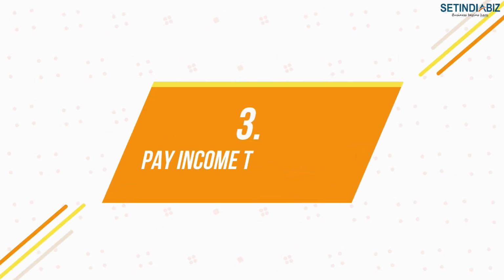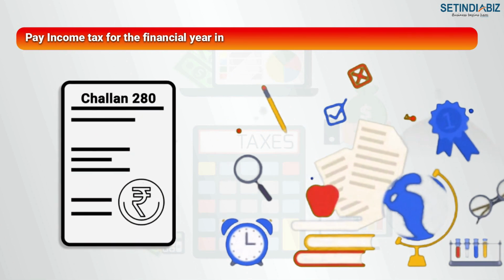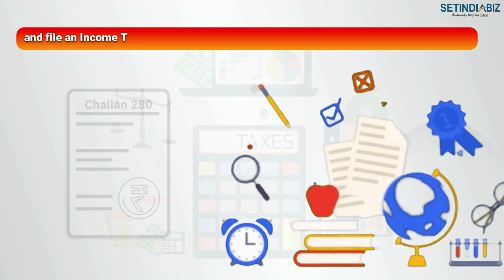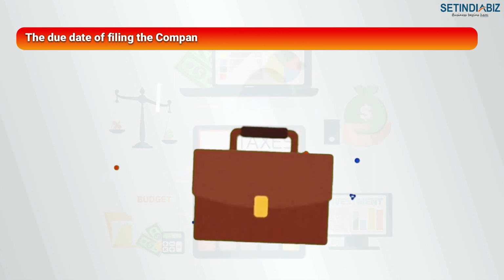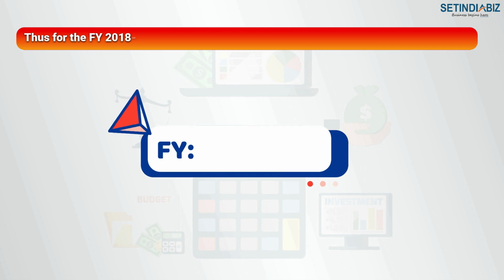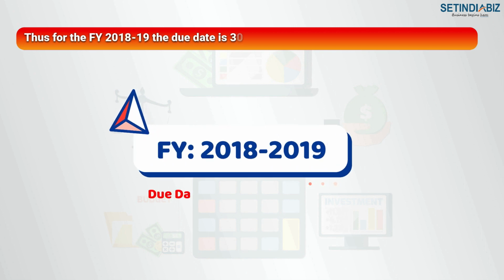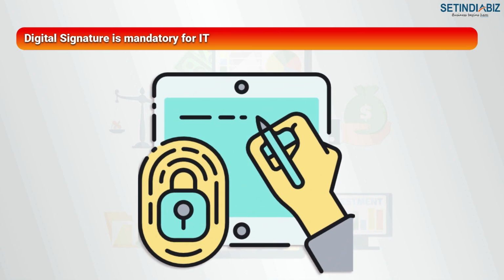3. Pay income tax and file ITR. Pay income tax for the financial year in Challan 280 and file an income tax return in form number ITR 5. The due date of filing the company income tax return is 30th September. Thus, for the financial year 2018 to 2019, the due date is 30th September 2019. Digital signature is mandatory for ITR.